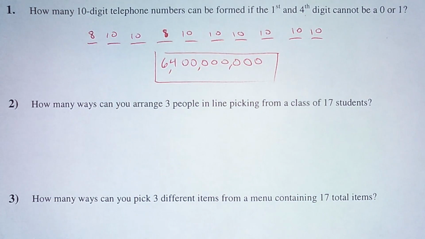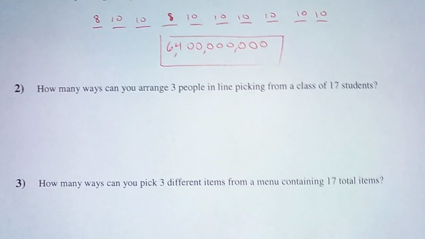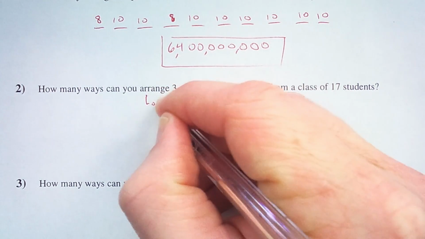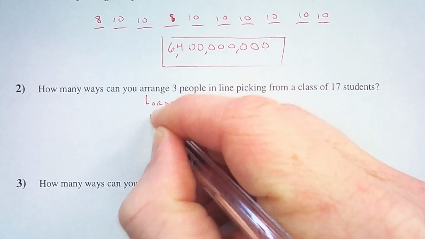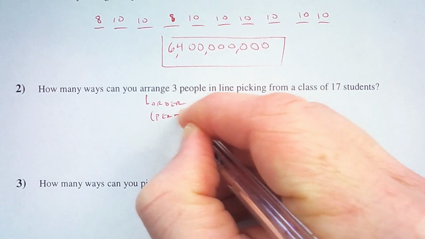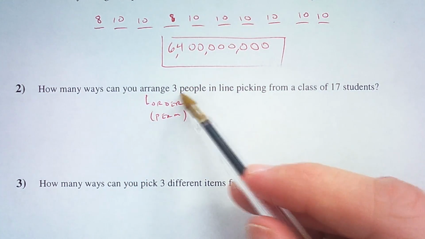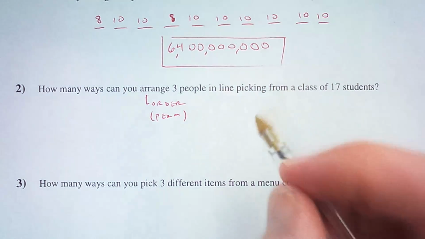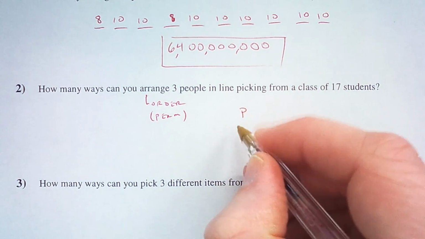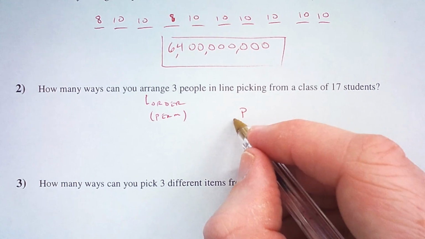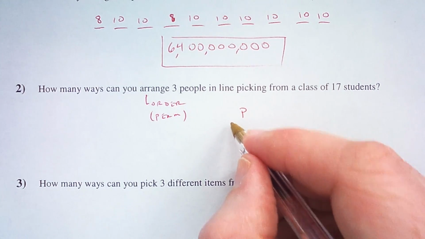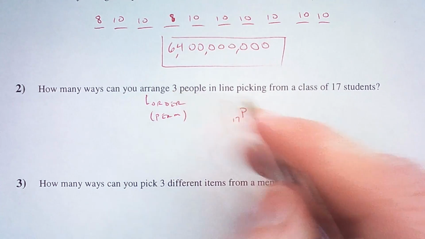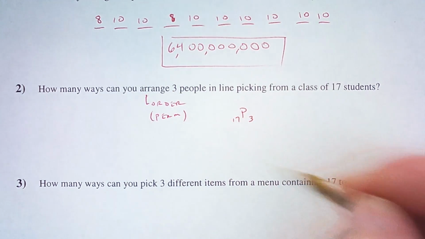or a 1. Next, how many ways can you arrange? Okay, so arrange, order matters. So there's order here, which means a permutation. So you're going to arrange 3 people, picking from a class of 17. So this is a permutation, and a permutation is in the form NPR. So N, that's the total number to choose from, that is 17. R is the number you're going to choose, and that here is 3.